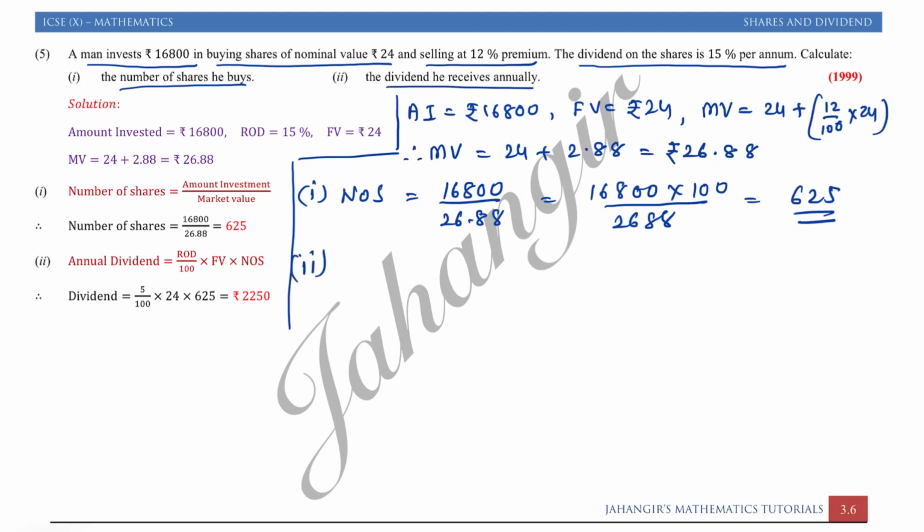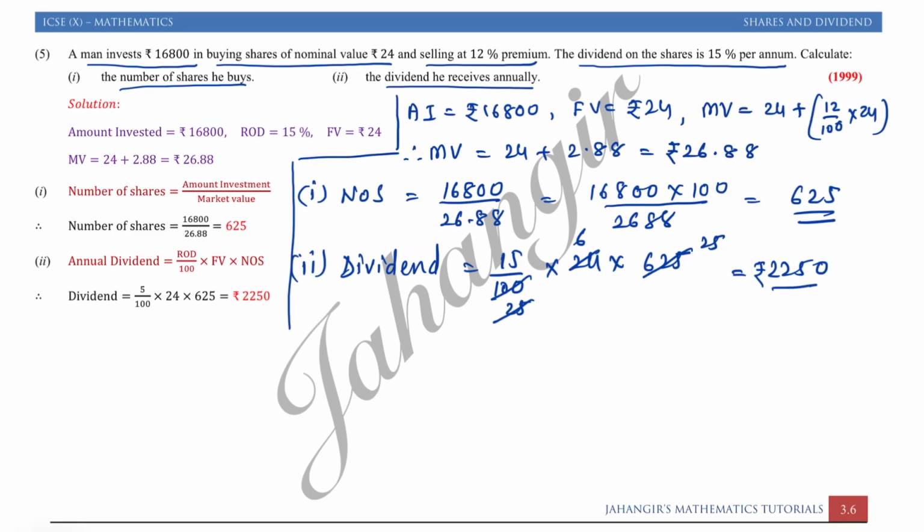Second, we want the dividend. So the dividend formula: dividend is ROD here 15% upon 100 into face value 24 into number of shares 625. So we can cancel: 4 6s are 24, 25s are 25, ones are 25, 25s are 150, 15 15s are 225, and 0. This is the amount of dividend the man gets.